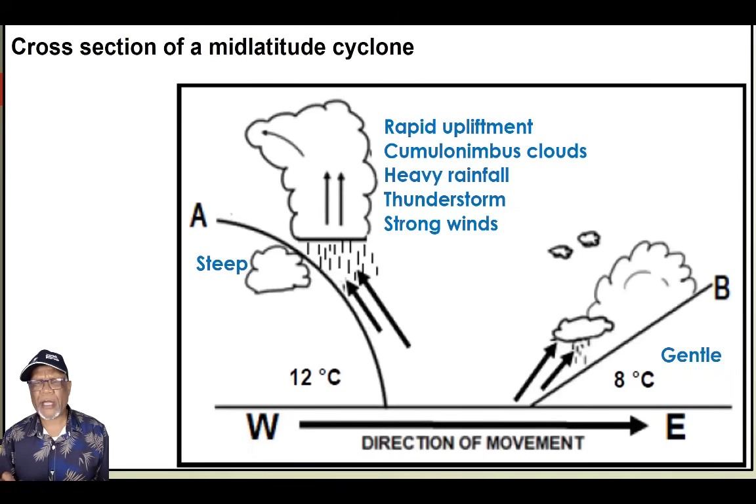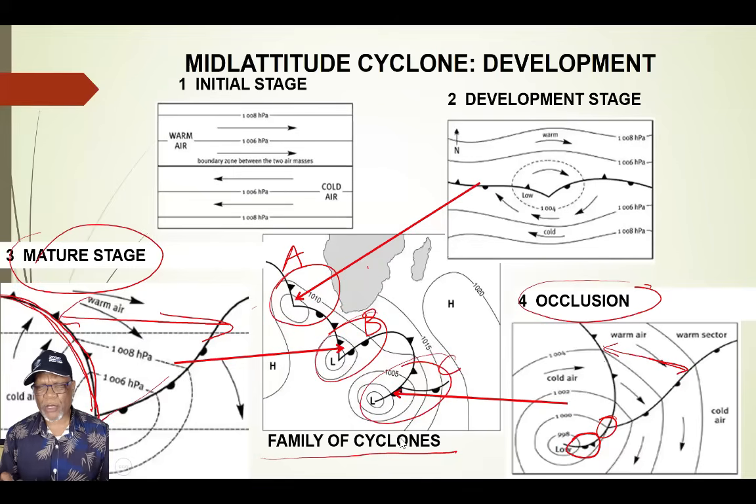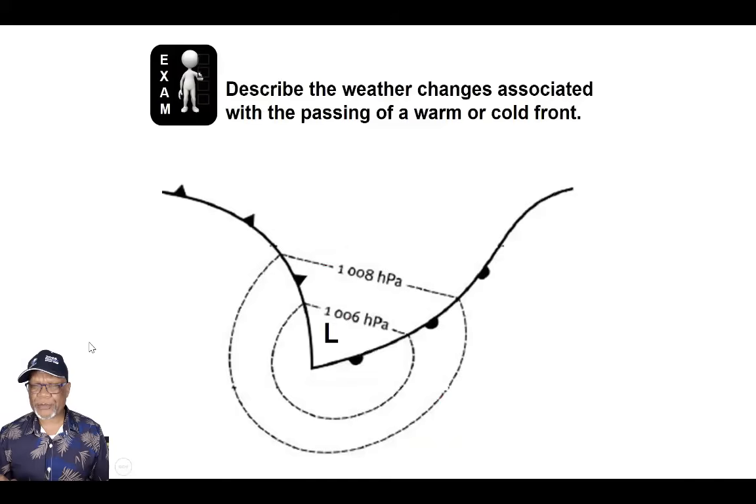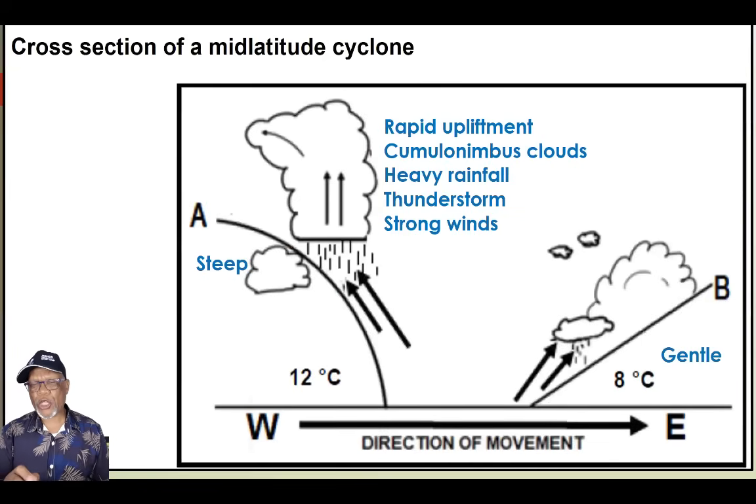Now, let's look at this diagram here. What do we have here? This is a diagram of a cross-section of a mid-latitude cyclone. So what is this now called? This one is called a plane view. And you must know when you're drawing a plane view, you must indicate the symbols. But when you draw a cross-section, you do not indicate the symbols.